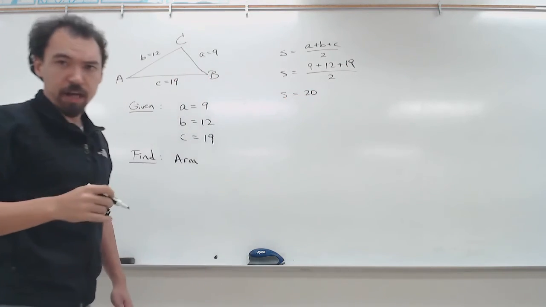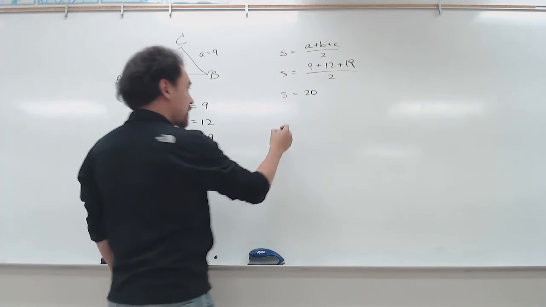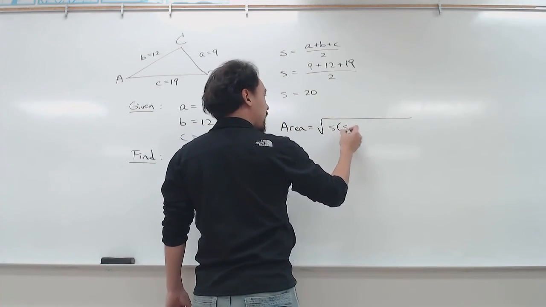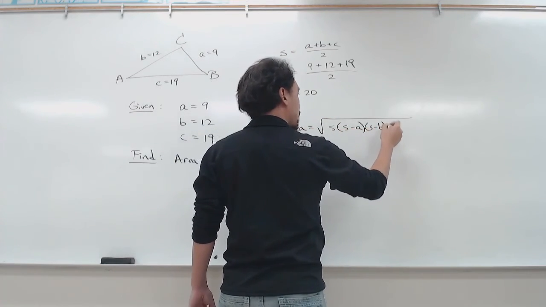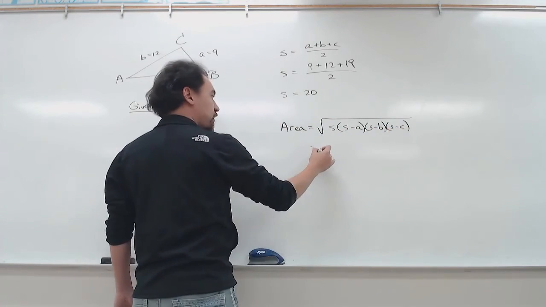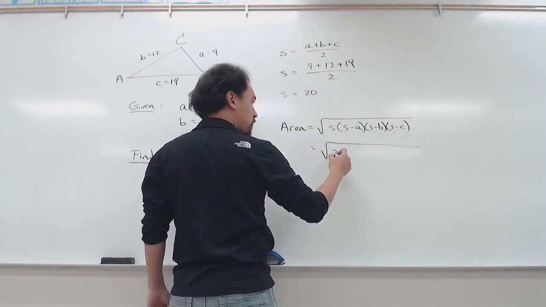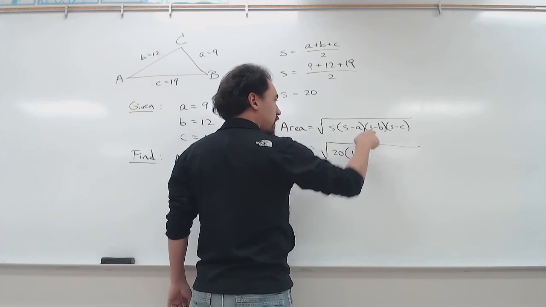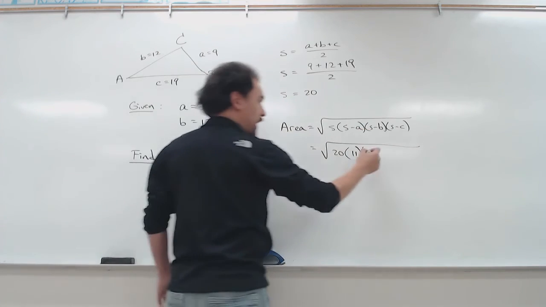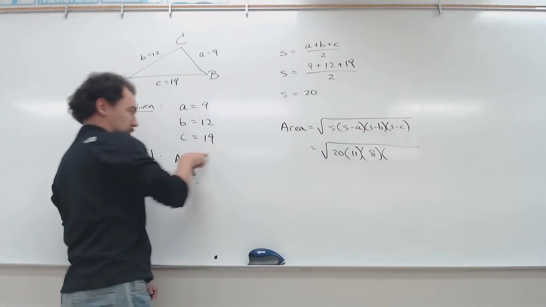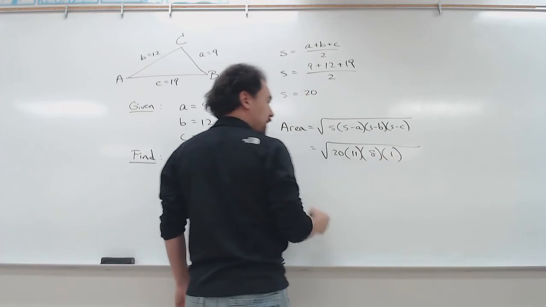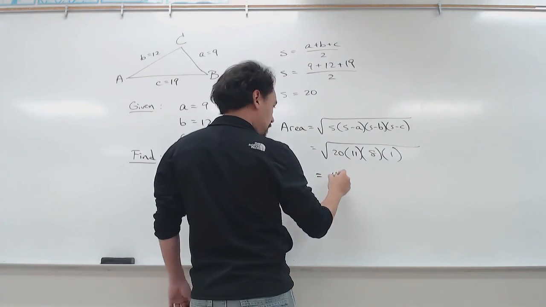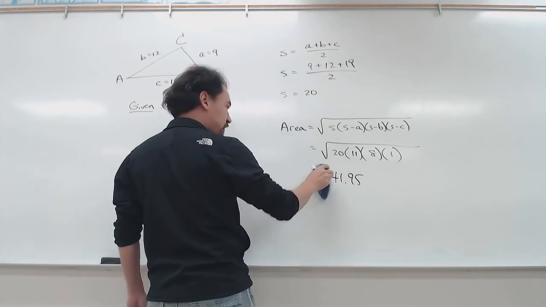Great. Now, from here, what I'm going to say is the area is equal to the square root of s times s minus a times s minus b times s minus c. So if I put in the numbers I have, I would say, well, s right here is just 20. Multiplied by 20 minus 9 becomes 11. And then 20 minus 12 becomes 8. And then finally, 20 minus 19 becomes 1. And if I plug this into a calculator, what do I get? I should get 41.95. And we can turn this into an approximate sign.